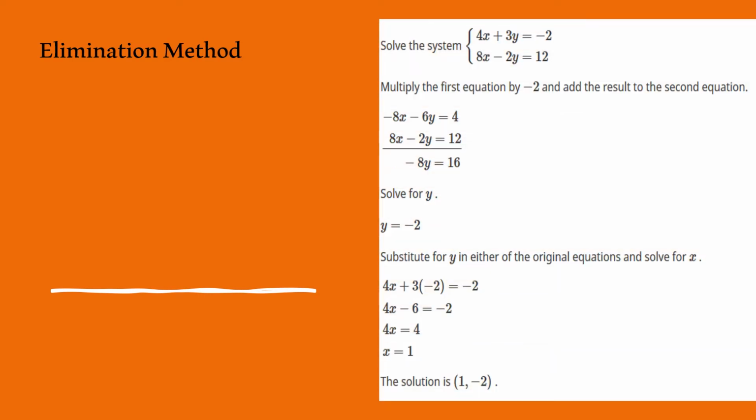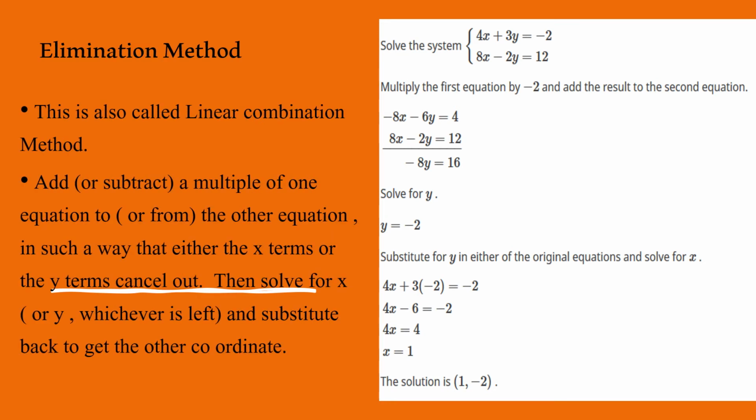The third method is the elimination method. Under the elimination method, when we are trying to solve, we have to make either the coefficient of x or the coefficient of y the same. Then add or subtract to eliminate one variable. Get the value of one variable and then substitute that in any one of those equations to get the solution. So this is called linear combination method or elimination method.